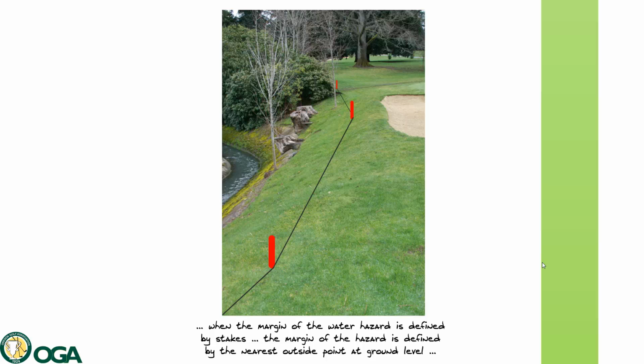When the margin of the water hazard is defined by stakes, the margin of the hazard is defined by the nearest outside point at ground level. You take the outside point and the outside point of the neighboring stake, and you make a straight line between the two.